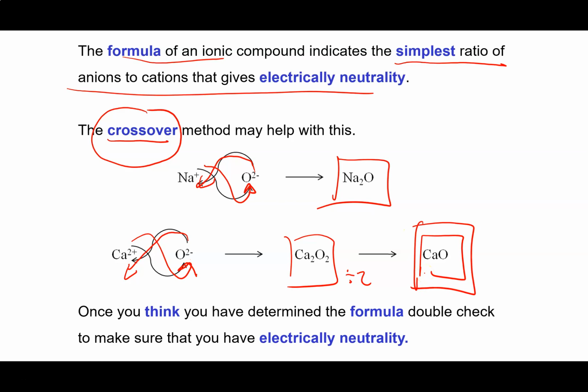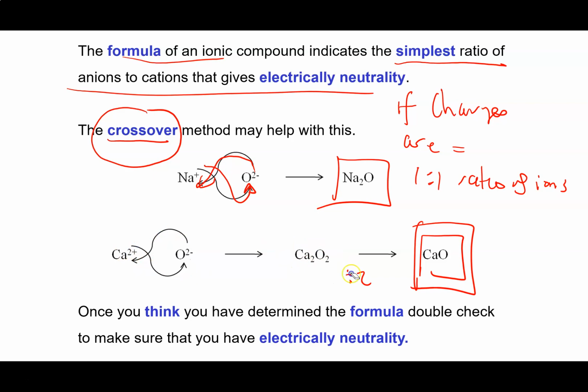So something to keep in mind is if the charges are equal, you'll always have a 1-to-1 ratio of the ions. Okay, so you don't actually need to do the crossover if the charges are equal. You know that at the end of the process, they're just going to be together in a 1-to-1 ratio. So if your charges are equal, don't worry about the crossover. You know they come together in a 1-to-1 ratio.